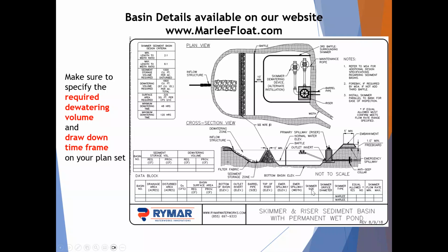And then here's the key: your skimmer size, your skimmer orifice diameter, the skimmer type, because we've talked about earlier that different skimmers flow at different rates, is an equal allowed, yes or no. And then very important here to put in your flow rate, put in your minimum and maximum that you want for this basin. That way, if the contractor does want to use a different skimmer, as long as it meets that flow rate requirement, it should be approved with a simple shop drawing.